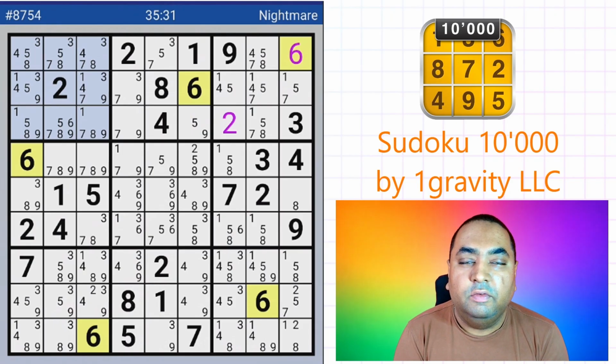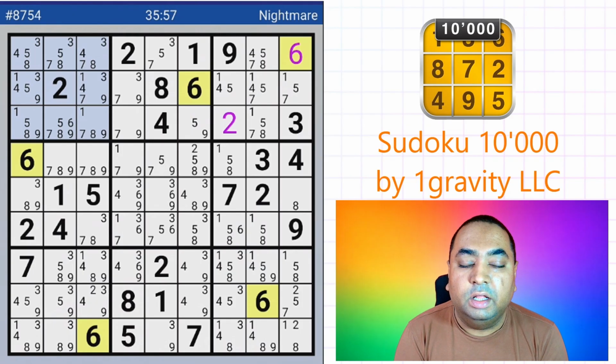So today we will discuss an important puzzle, and also it is a difficult puzzle. It is taken from Sudoku 10,000 by One Gravity LLC. This application is available in the Google Play Store. You can download it from there, and you can see the game.